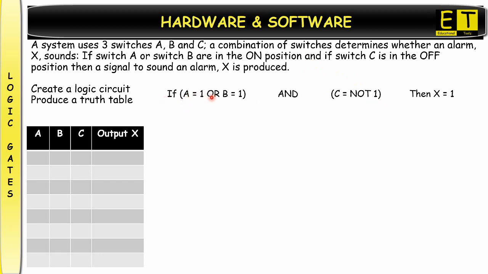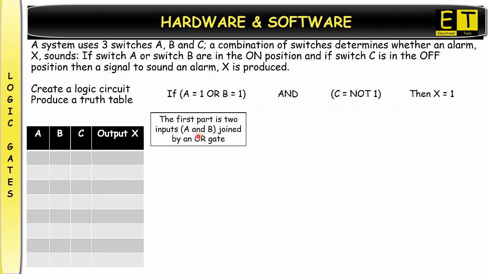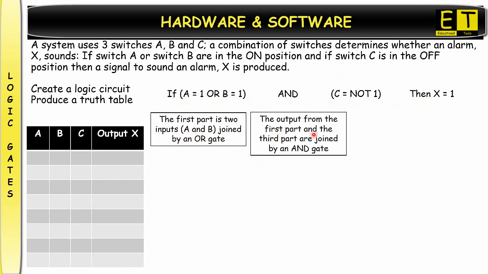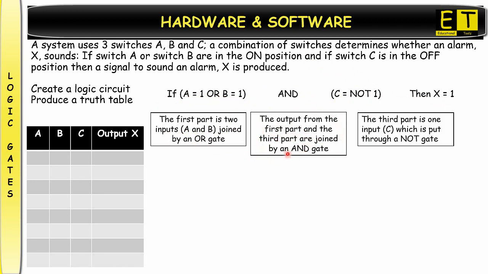If A equals 1 or B equals 1 and C equals not 1, then X equals 1. The first part is 2 inputs, A and B, joined by an OR gate. The output from the first part and the third part are joined by an AND gate. And the third part is 1 input, which is C, which is put through a NOT gate.